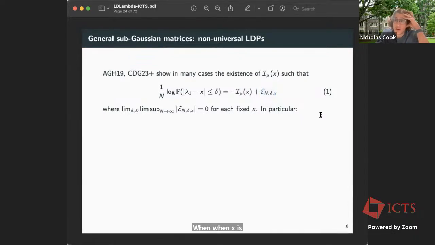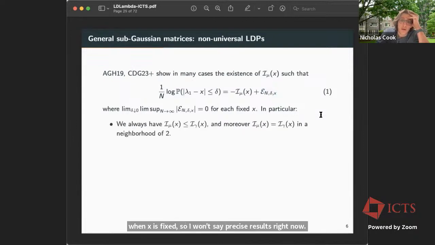So I won't say precise results right now, I'll just describe some. One thing we know is that this rate function is always bounded above by that of the Gaussian. So deviations are at least as likely as in the Gaussian case. You can think of that as these delocalized mechanisms for deviations still being available. But once the tails are a bit heavier, some new localization strategies open up. So there are more ways to have large deviations, and the probability is at least as likely. So the rate function is bounded above.